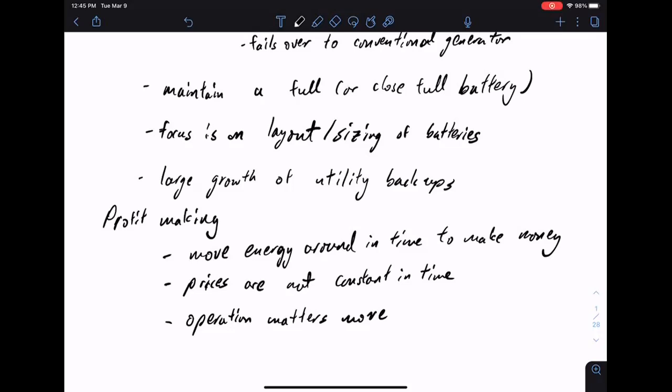Any questions about this? So for a lot of battery operators, do you think they make money in the market? Are we very successful in using batteries to make money? Currently, let's say.